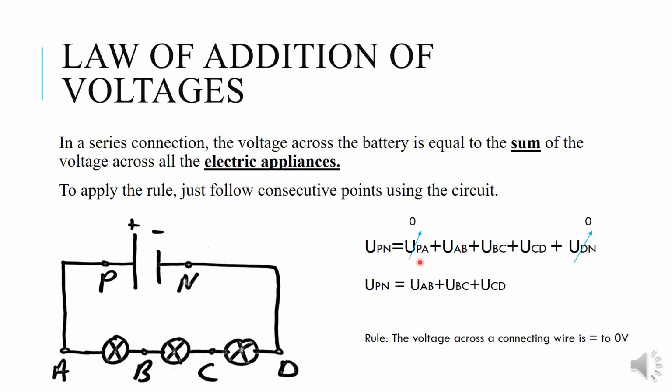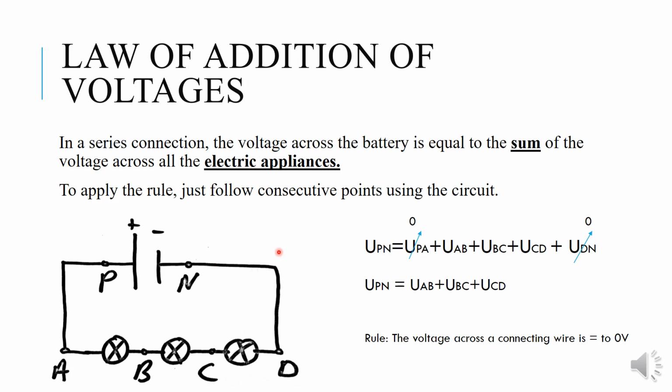Okay? Now, we cross UPA out. Why? Since between these two points, we don't have an electric appliance, so it acts as a connecting wire. That's why it's equal to 0. The voltage across a connecting wire is equal to 0. UAB, I have the first lamp. It's an electric appliance. I cannot remove it. UBC, the second lamp. UCD, the third lamp. UDN, we will cross it out. Why?